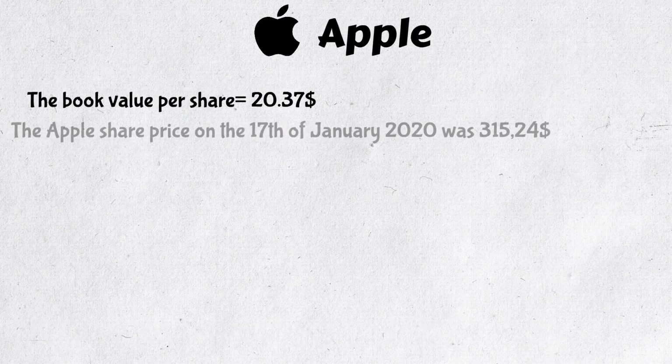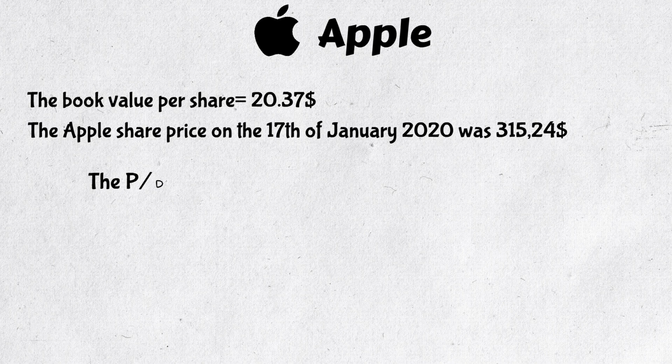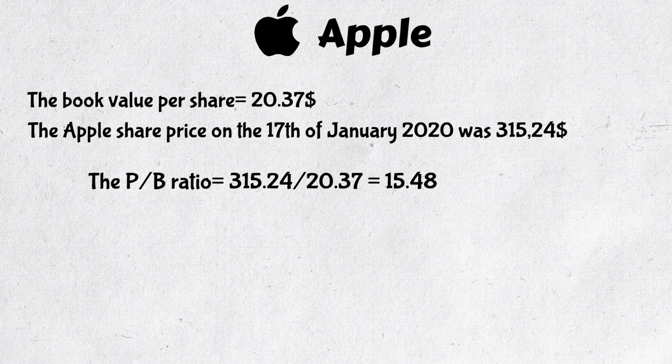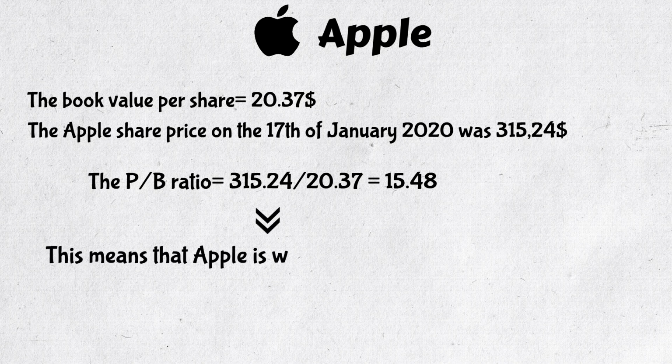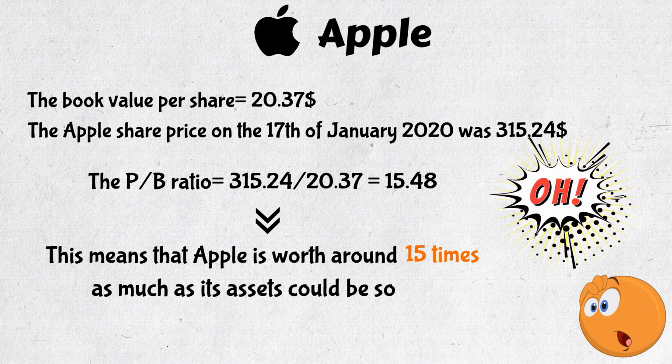And this is where the price-book ratio comes in. We take the share price of $315.24 and divide it by the book value per share of $20.37. This gives us 15.48. This actually means that Apple is worth around 15 times as much as its assets could be sold for.